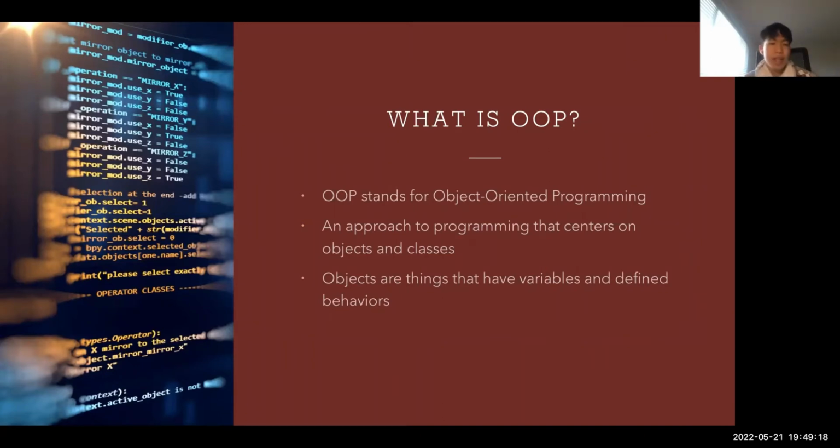Objects are things that have variables and define behaviors. So what does that mean? Say we look at this actual cup. This cup has a variable, let's say the diameter of the opening, and it could have another variable, like how hard the ceramic is.